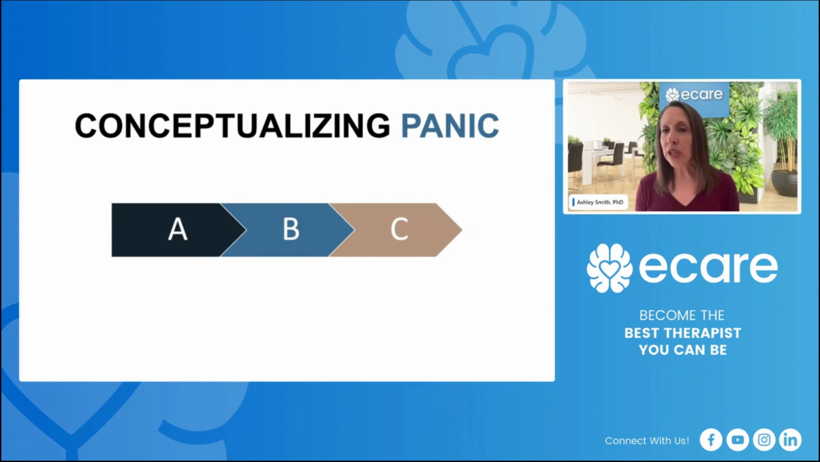So with that, we're going to do what's called a functional analysis. I want to look at the ABCs. A stands for antecedent, B is the problem, behavior, or symptom, C is the consequence. So I'm happy to dive into this a little bit more if you guys need it, but I really want to get into how this relates to panic.